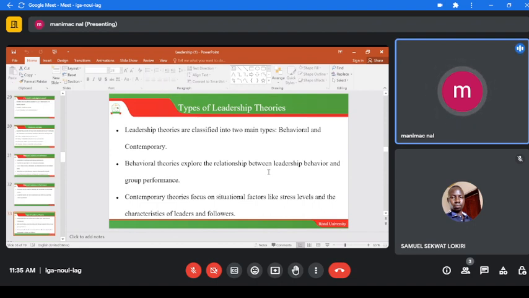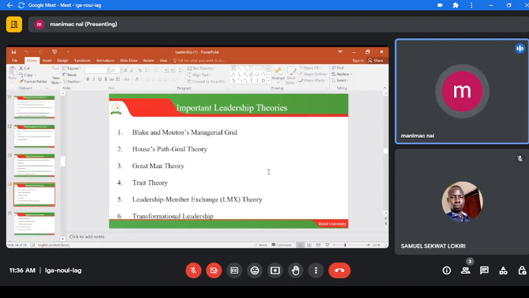The behavioral theories explain the relationship between leadership behavior and group performance. However, the contemporary theory focuses on the situation, on situational factors like stress, or stress levels, and also other characteristics of leaders and then the followers. So furthermore, what could be the importance of the leadership theory? Because we say there are two.